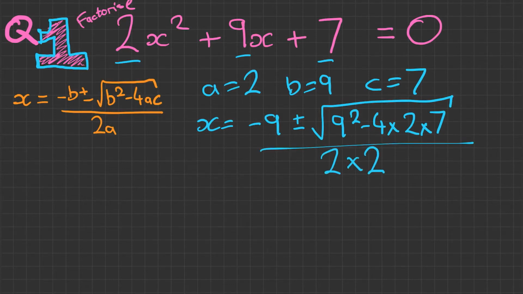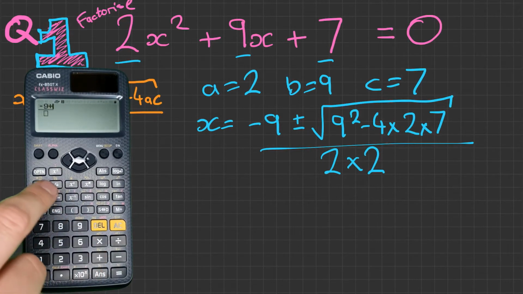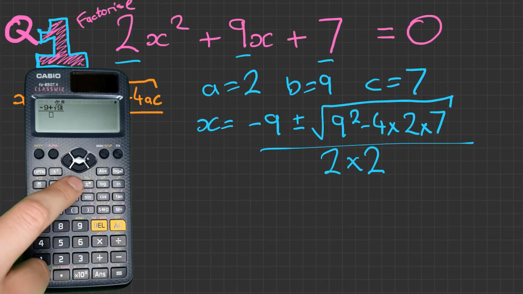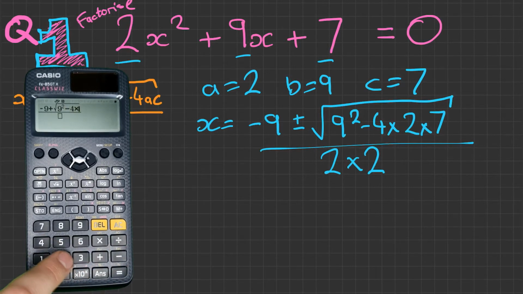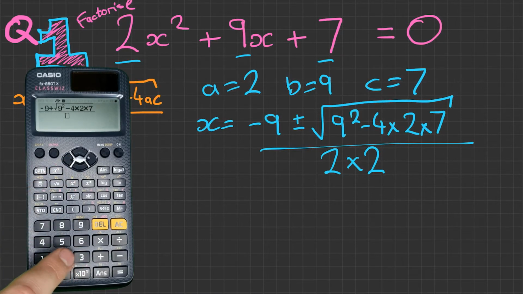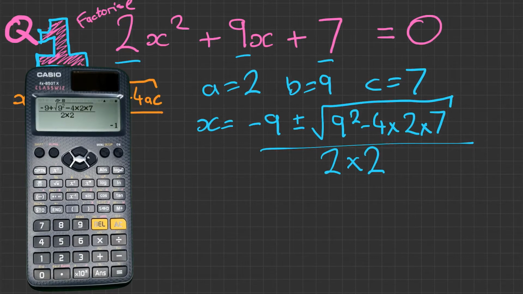Enter this into our calculator. So we've got minus 9. I'm going to add first, that's just force of habit for me, plus the square root of 9 squared minus 4 times 2 times 7, go down to the bottom, all over 2 times 2, equals, we've got a really nice number here, so we've got x equals minus 1.